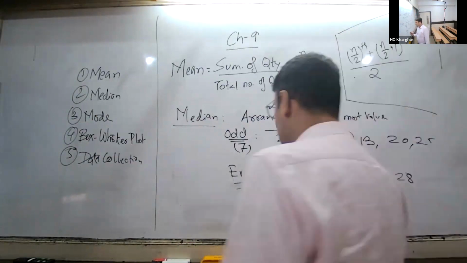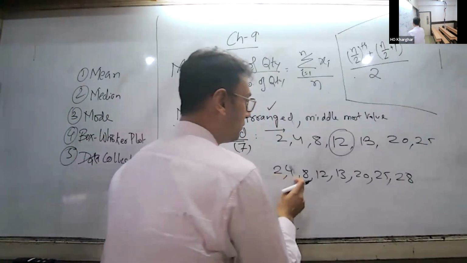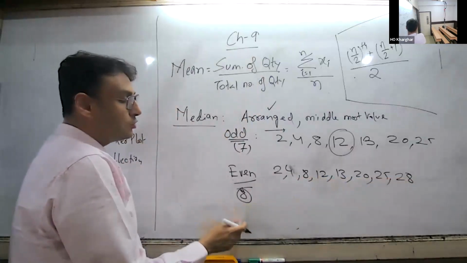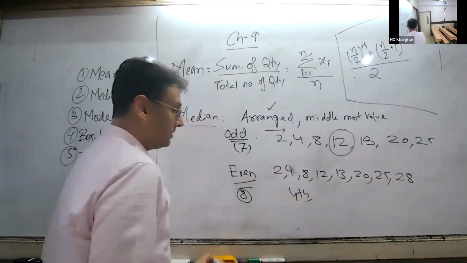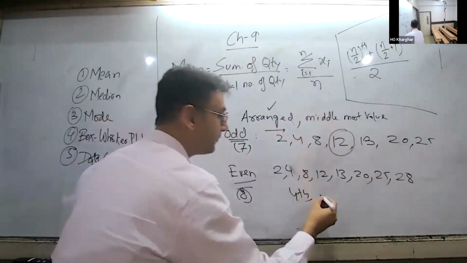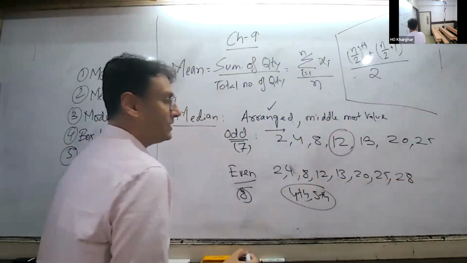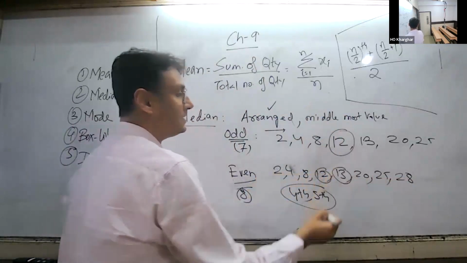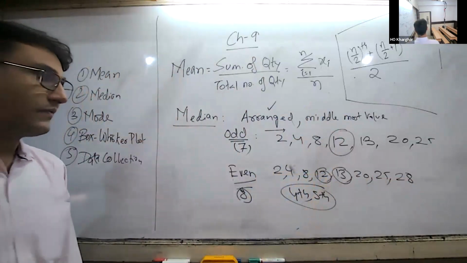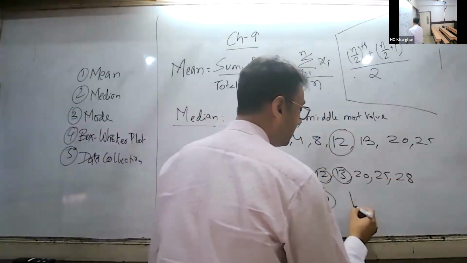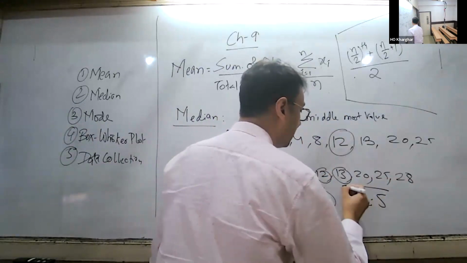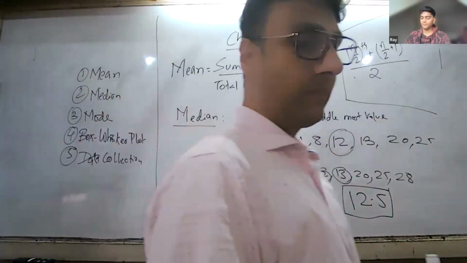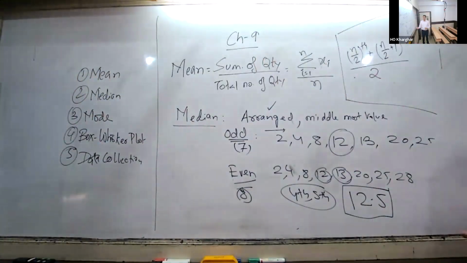So I have 8 data points: 1, 2, 3, 4, 5, 6, 7, 8. So 8 by 2 is 4. I should take the fourth value, and I should take the 4 plus 1, fifth value, and find their average. The fourth value is 12. The fifth value is 13. 12 plus 13 is 25, and their average is 12.5. So the median is 12.5 for this given data set. So this is median.